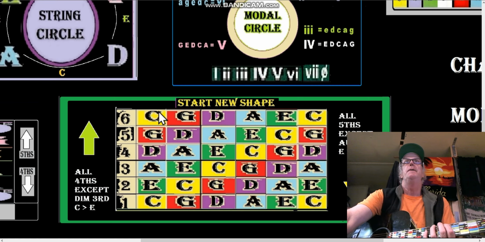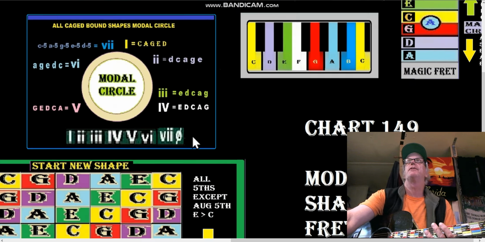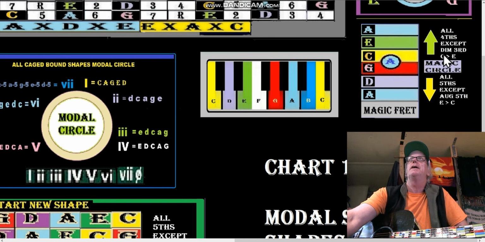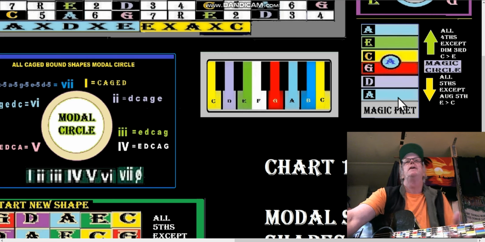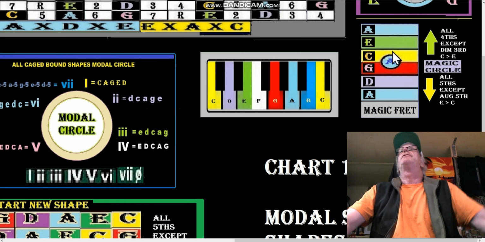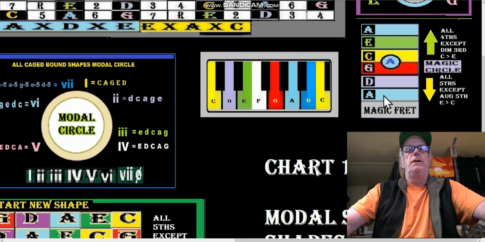And this diagram, I used to call it the magic fret, which is over here. And again, this is the same thing. Going up, you go in fourths. Going down, you go in fifths. Now that's the old way of doing things with that magic fret, which is the fret that's on the sixth of the major root key.